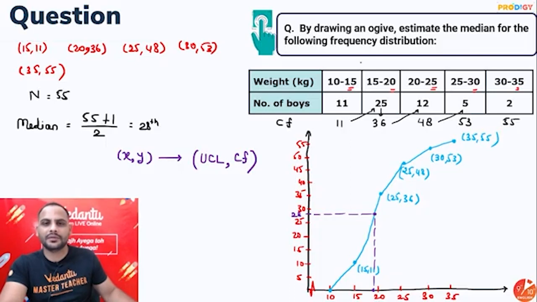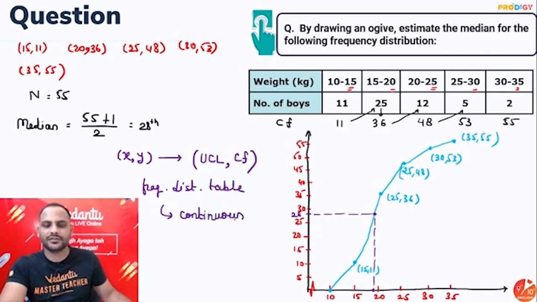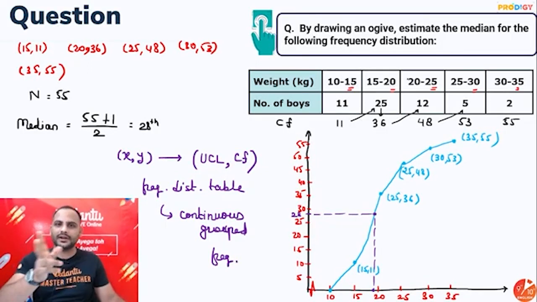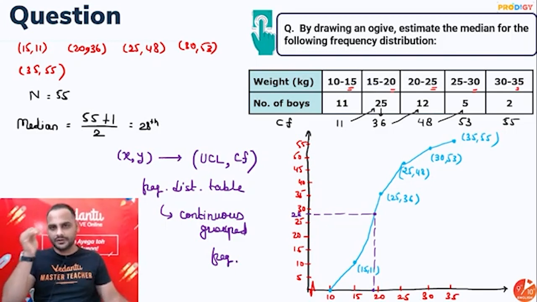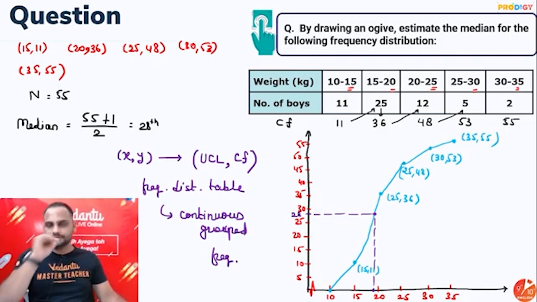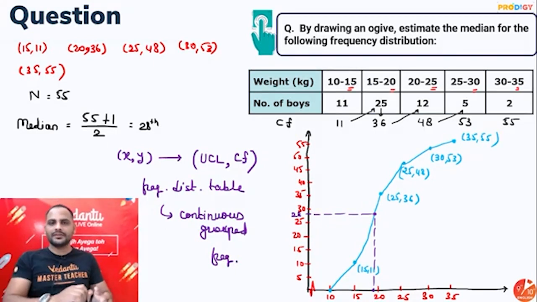One more thing guys, make sure in this frequency distribution table there is a continuous grouped frequency. It should be a continuous grouped frequency table. That means here 15, so the next is starting from 15. This is ending at 20, next is starting from 20. Right? Upper class limit of a class interval is equal to the lower class limit of the next class interval.